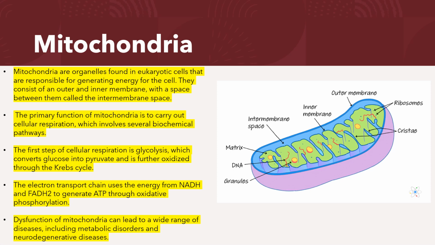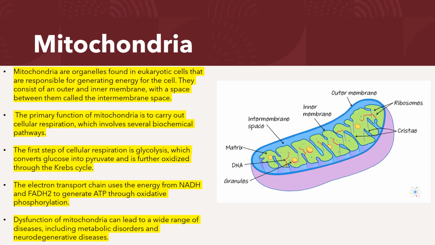The structure of mitochondria consists of an outer membrane and an inner membrane, with a space between them called the intermembrane space. The inner membrane is highly folded into structures called cristae, which increases the surface area available for energy production. The central part of the mitochondria is called the matrix, which contains enzymes and other molecules involved in energy metabolism.